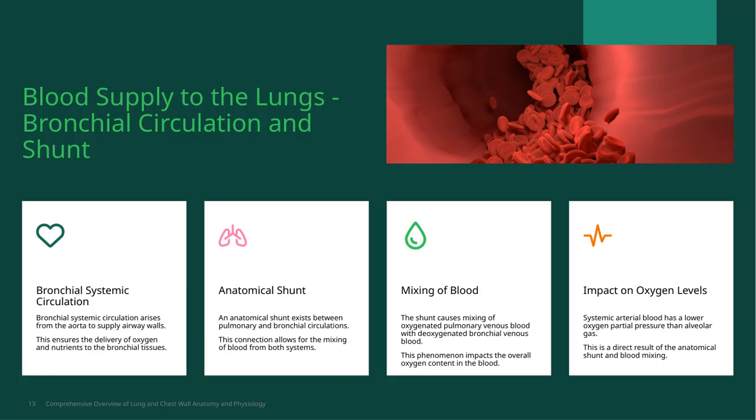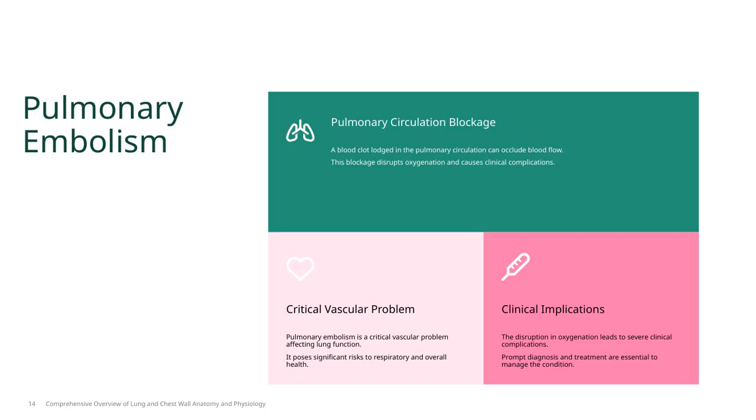In other words, the presence of this shunt and the blood mixing process reduce the oxygen levels in the blood that's circulated to the rest of the body. Understanding this process is key to grasping how the lungs balance their oxygen exchange and how blood flow dynamics influence overall oxygenation. Now, let's talk about pulmonary circulation blockage.